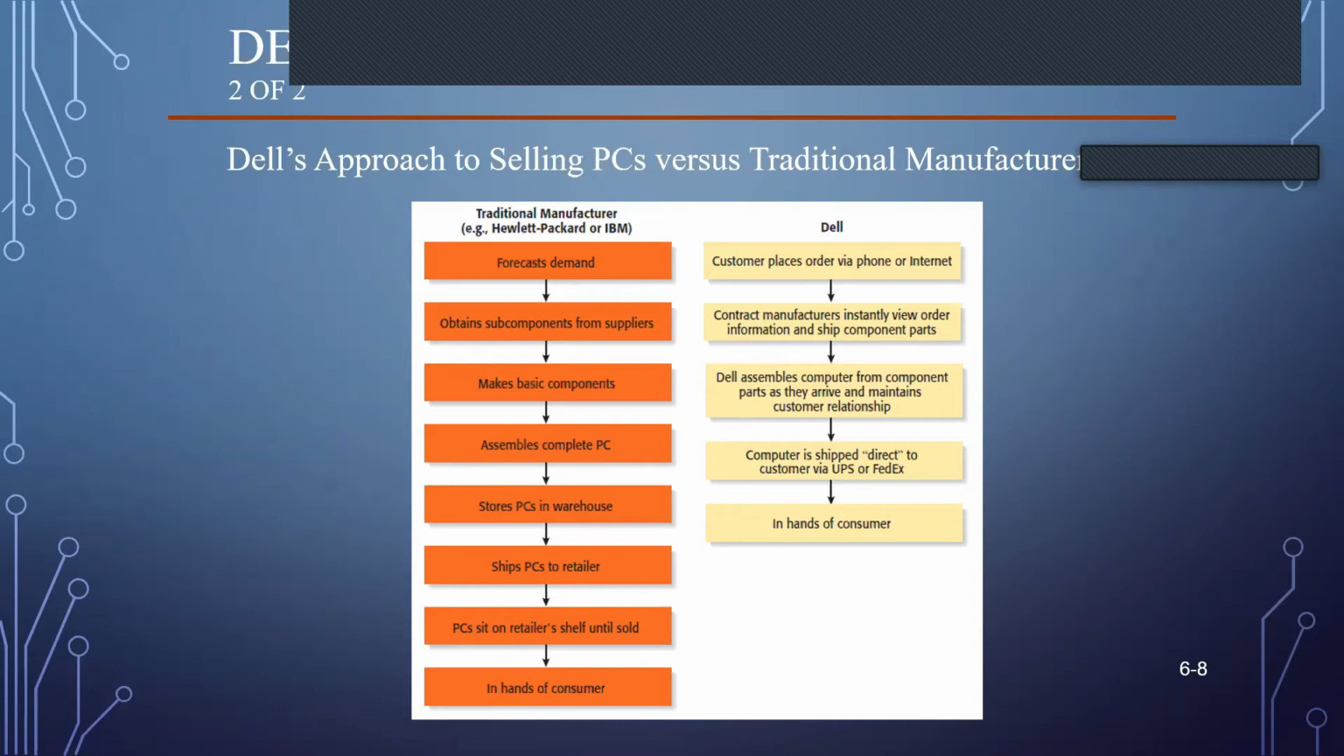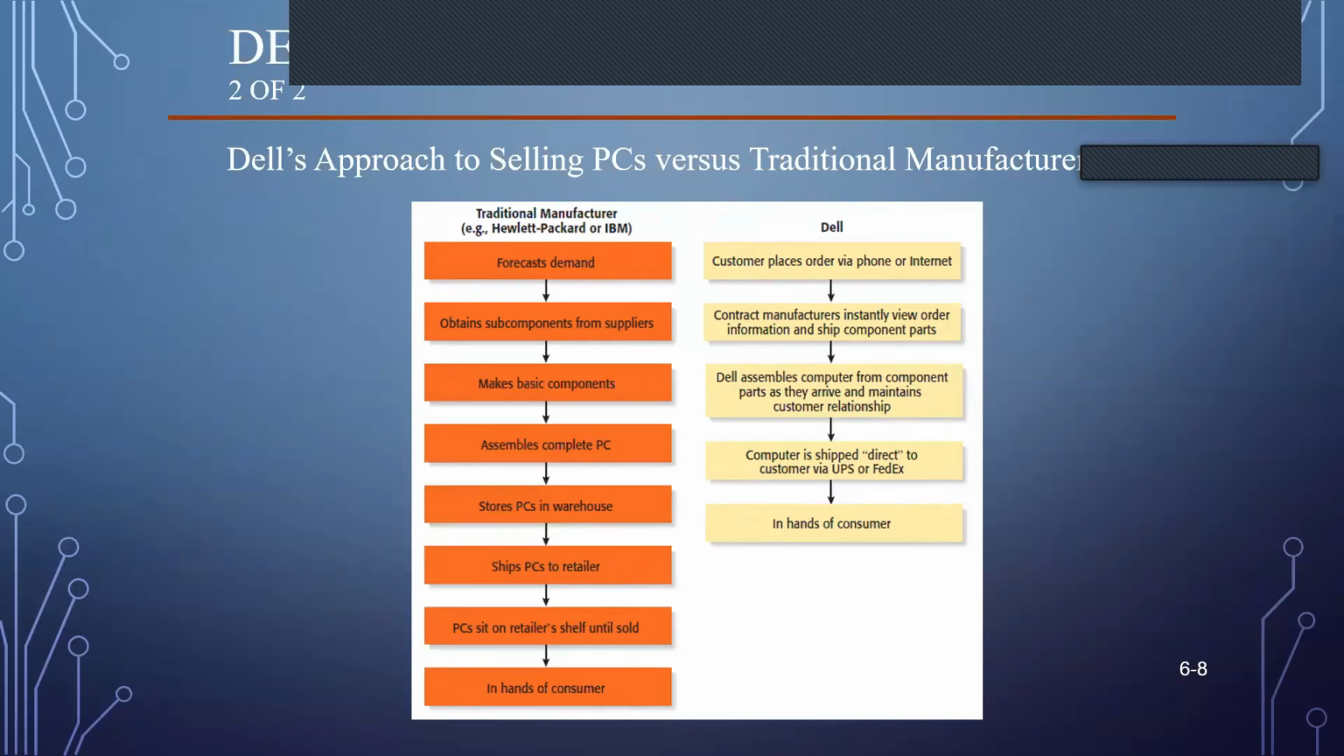Typically, what would happen with the traditional manufacturers is that they would obtain their subcomponents from their suppliers. They make basic components, assemble these PCs, store them in their warehouses, ship them to retailers. They would sit on the retailer's shelves until they were sold, and then they would get into the hands of their consumers. And really what they do before they establish how many of the units that they were going to produce is that they would forecast demand so that they could reduce their inventory holding costs and reduce the expenses that they invested in manufacturing so that they didn't ever exceed their projected demand.